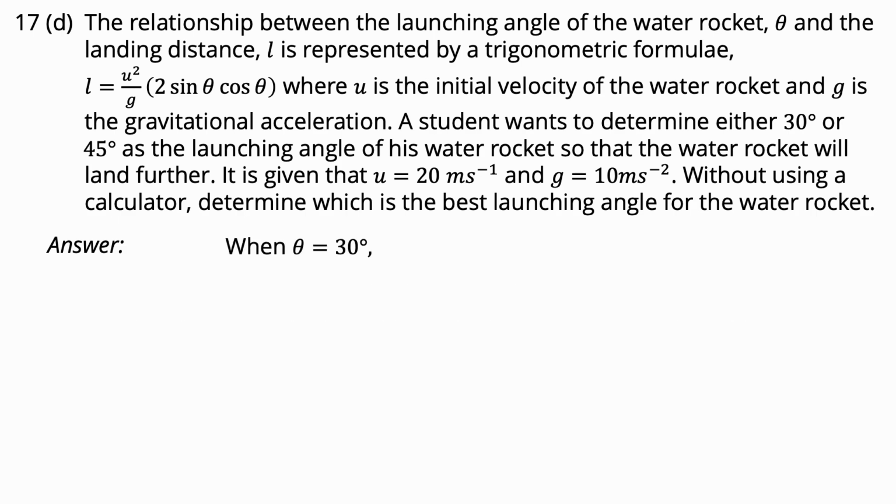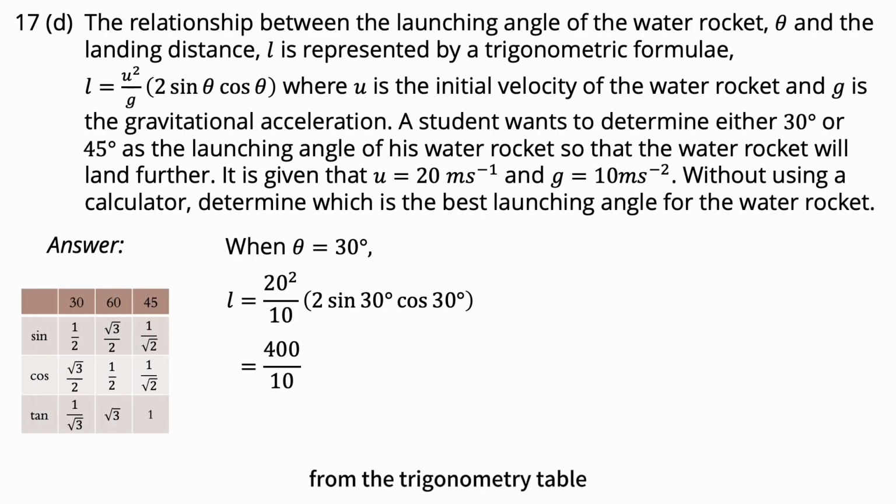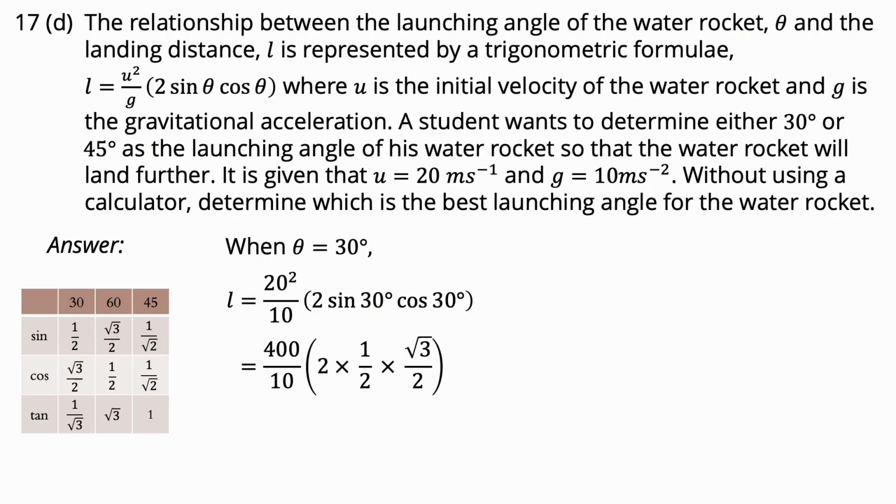Test with 30 degrees. Substitute the values of u, g, and 30 degrees into the given formula. L equals 20 squared divided by 10, times 2 sine 30 degrees cos 30 degrees. Simplify to 400 over 10. From the trigonometry table, sine 30 degrees equals 1/2, and cos 30 degrees equals root 3 over 2. The distance is 20 root 3 meters.